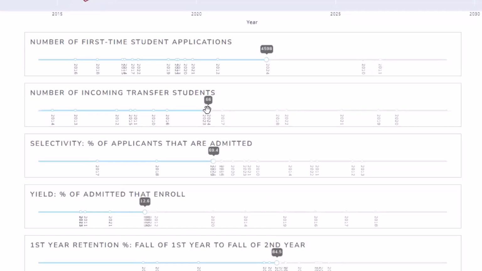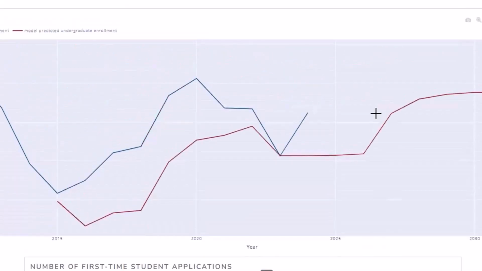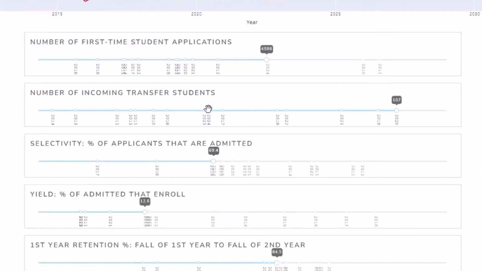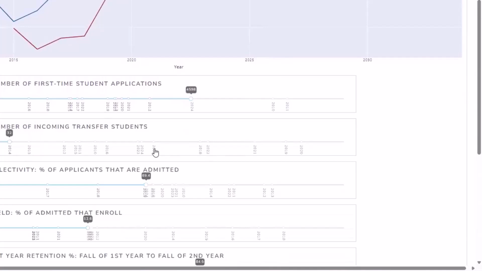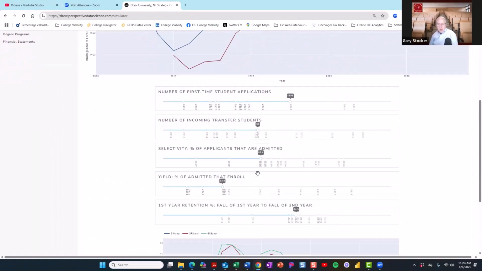And again, the number was 66 incoming transfer students in 2024. If we look at the highest number, which happened to be 2020, again, as you would expect, the enrollment trend projection goes up. Let's reset that one to 2024, and let's take it down. Let's say what the worst number of incoming transfer students was. And again, we can see this impact on the projections for future undergrad enrollment out to the year 2030 and beyond. Let's reset that one, and let's just do one more.